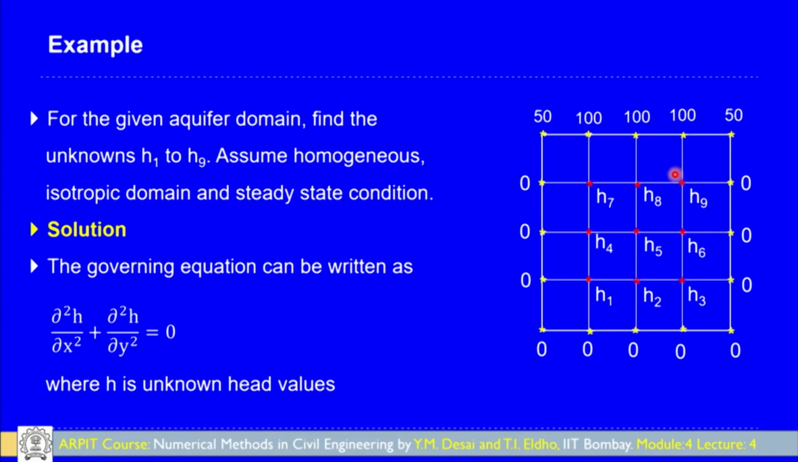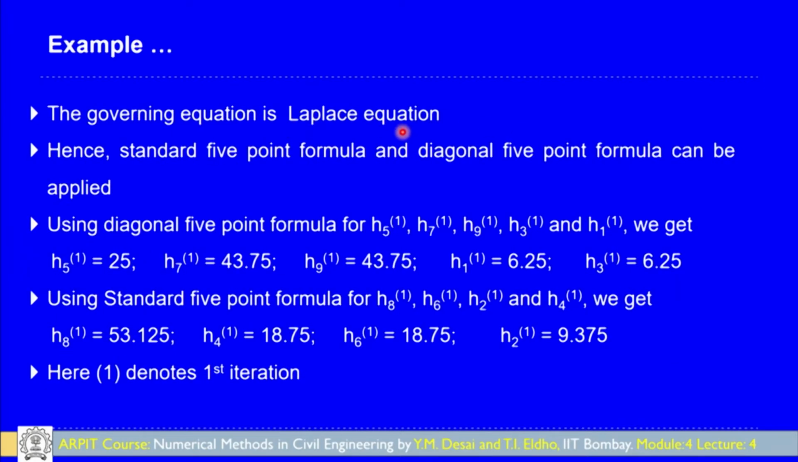As we can see, if it is homogeneous, isotropic and steady state, the governing equation is again the Laplace equation: del square h by del x square plus del square h by del y square is equal to 0, where h is the unknown head values. So, our unknowns are h1 to h9. All the boundary values are given. Now, since the governing equation is the Laplace equation, the standard 5-point formula and diagonal 5-point formula can be applied.